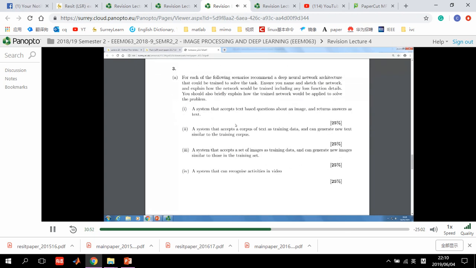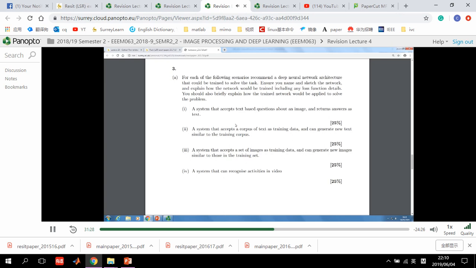All right, moving on then to question 3. For each of the following scenarios, recommend a deep neural network architecture that could be trained to solve the task. Ensure you name and sketch the network and explain how the network would be trained, including any loss function details. You should also briefly explain how the trained network would be applied to solve the problem. Okay, so the first one is a system that accepts text-based questions about an image and returns answers as text.